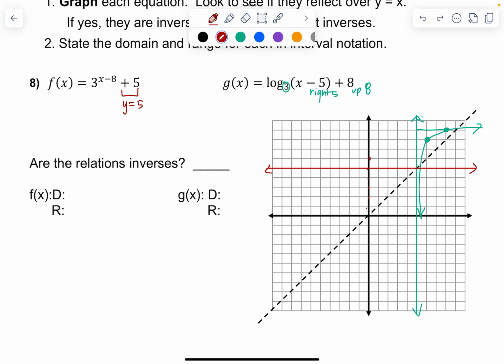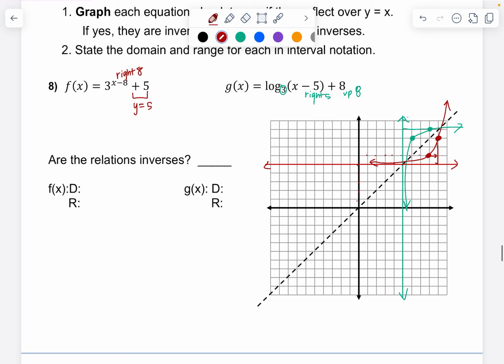We've already shifted them up 5 units. We also have to shift them right 8 units. So I'm going to take this y-intercept and move it to the right. And then the point to his immediate right is going to be 3 away from the asymptote. And so you can see these functions are reflections across that line.